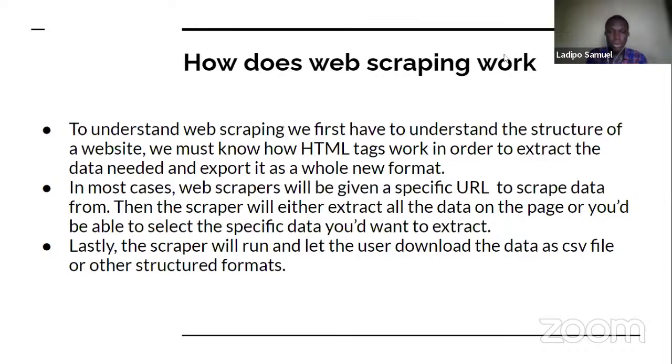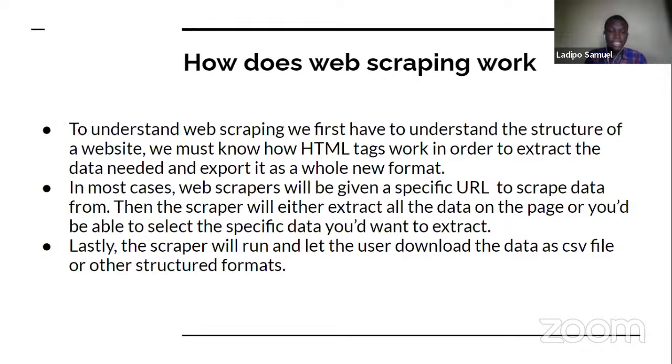So how does web scraping work? To understand web scraping, we first have to understand the structure of a website. We must know how HTML tags work in order to extract the data needed to export as a whole new format. So we must be able to look at the HTML structure and know where exactly what we are looking to scrape is. If we are looking to scrape some certain text, we look at the text attributes of the HTML tag to be able to scrape it. If we are looking to scrape images, look at the image tag and find the way around the website to be able to scrape it.